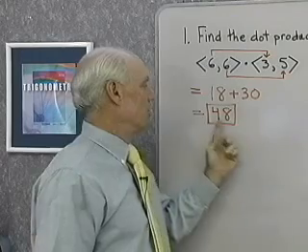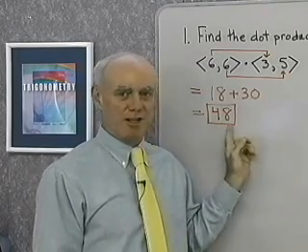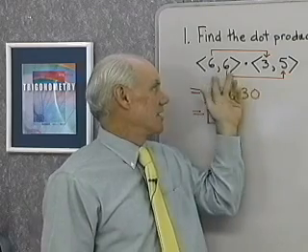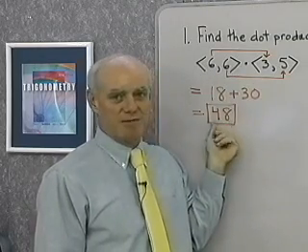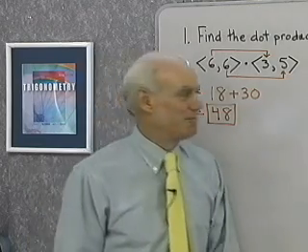Now, as you know from reading the book, the dot product is a scalar product, not a vector product. So whenever I take two vectors like this and find their dot product, I end up with a scalar, in this case 48. Let's take a look at our next problem.